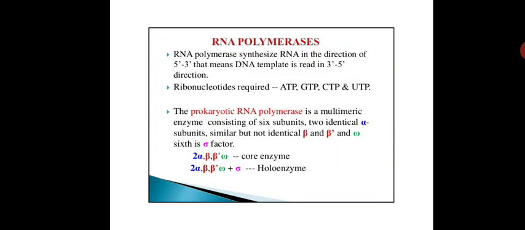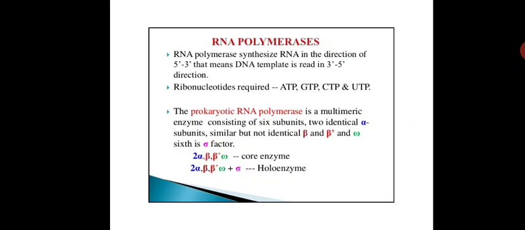RNA polymerase is an enzyme that is required to synthesize RNA in the direction of 5' to 3' by using the DNA template strand that is read in the 3' to 5' direction. RNA polymerase adds ribonucleotides like ATP, GTP, CTP and UTP, that is uracil, which replaces thymine.